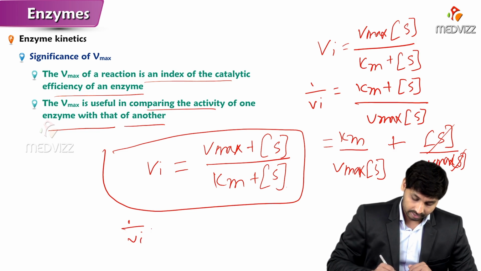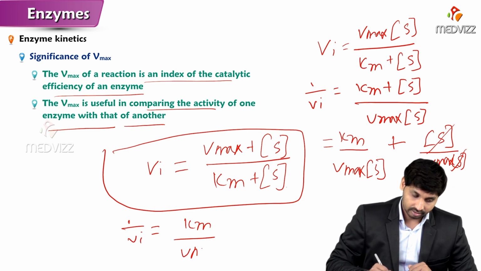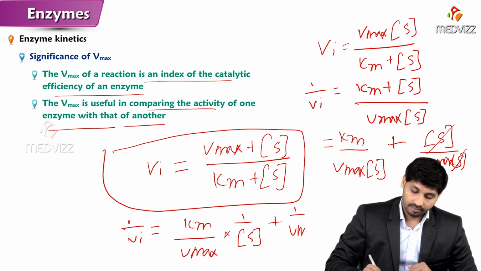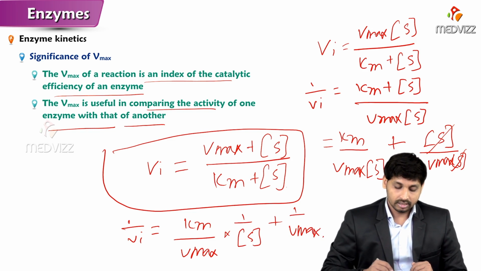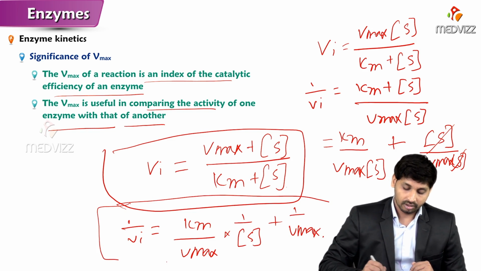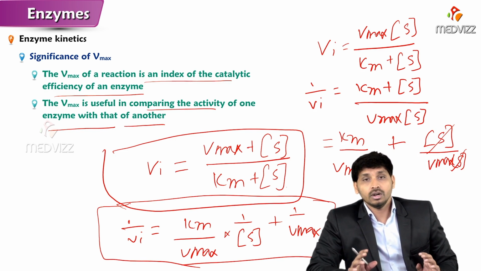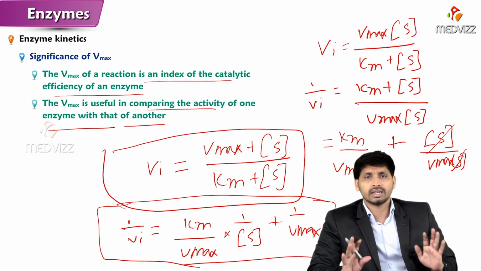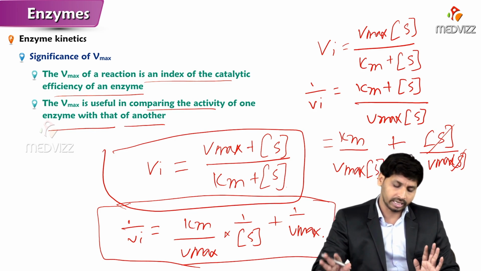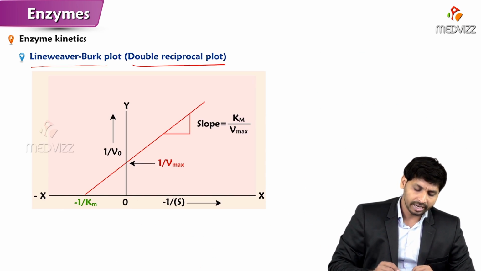1 by Vi is equal to Km by Vmax into 1 by S plus 1 by Vmax. So this is the equation for the Lineweaver-Burk plot, or double reciprocal plot. This is the reciprocal of the Michaelis-Menten equation. So you can make it out here.